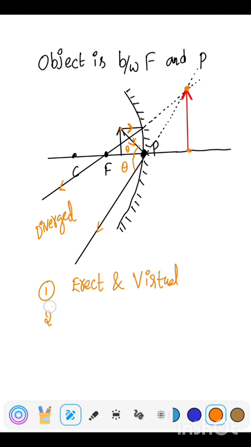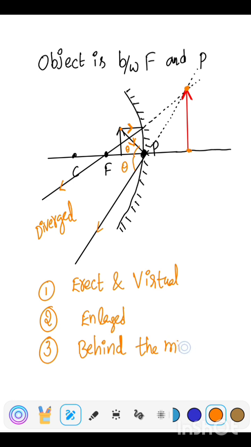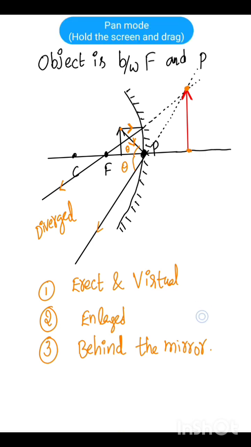Second one, what is the size of the image? Size of the image is enlarged compared to the object. Third, where is the position of the image? Behind the mirror. It is not before the mirror or in front of the mirror, it is behind the mirror. Sometimes we consider it as inside the mirror. Inside the mirror or behind the mirror, both are the same, but in front of the mirror is different. Okay, so in this way we can understand the image formation in the case of a concave mirror.